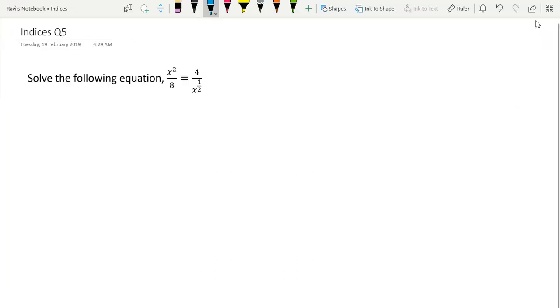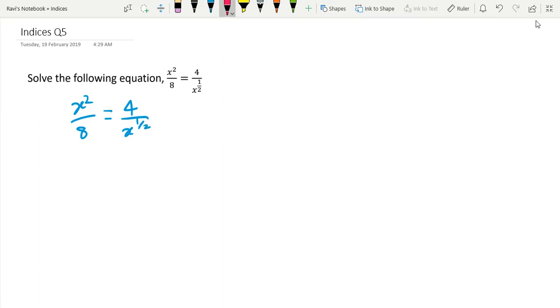Hi, in this video we're going to be looking at this indices question, x squared over 8 equals 4 over x to the power of half. Okay, so let me rewrite the question first. So x squared over 8 is equal to 4 over x to the power of half.